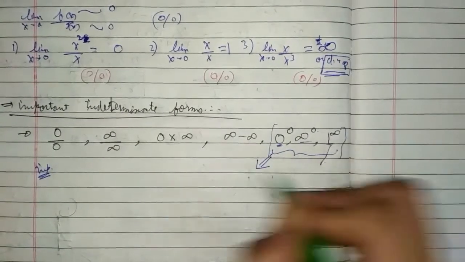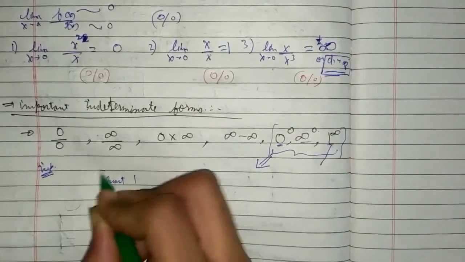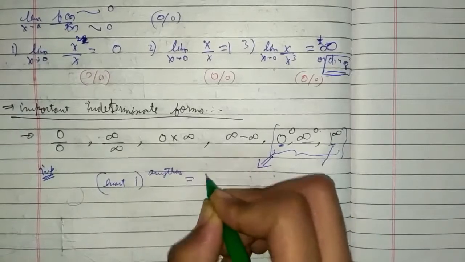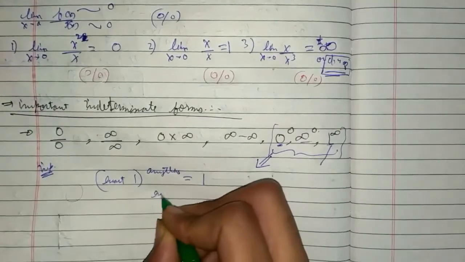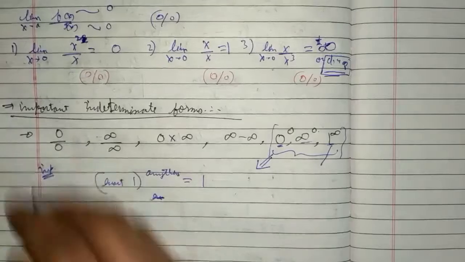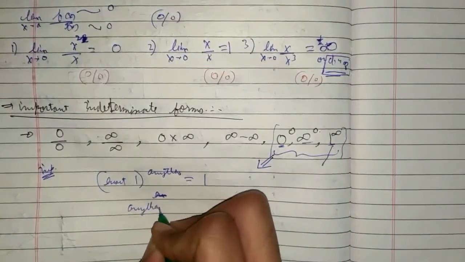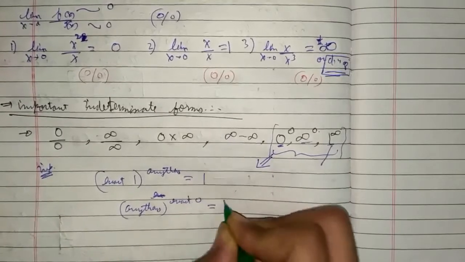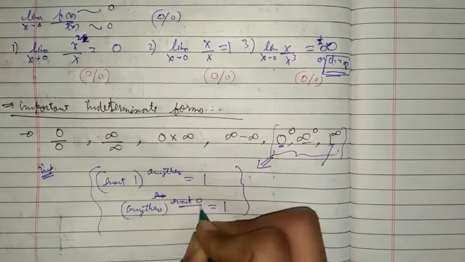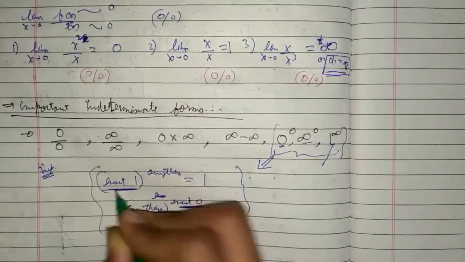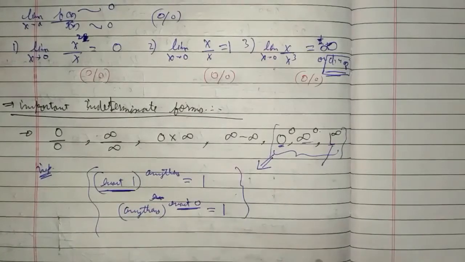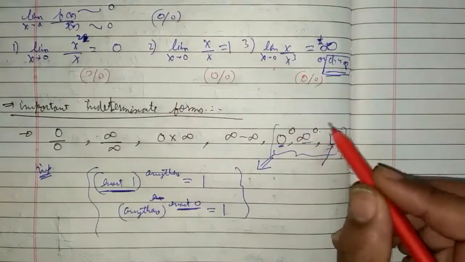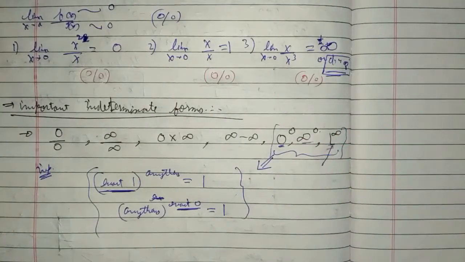Exact 1 to the power anything is equal to 1, and anything to the power exact 0 is equal to 1. So here it is exact 0, here it is exact 1, that we have studied in previous classes. But here it is tending to 1, tending to infinity, tending to 0. So that's why these are indeterminate forms.